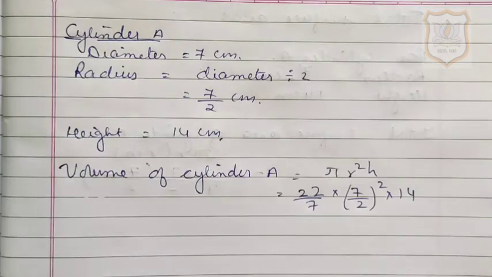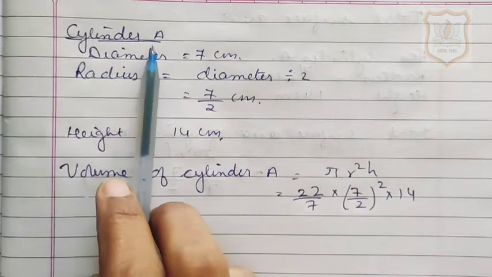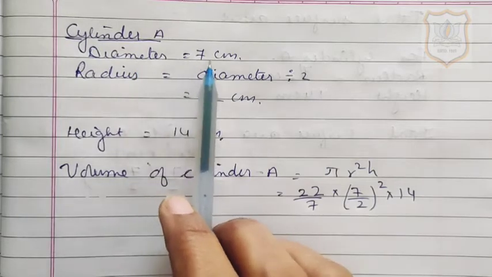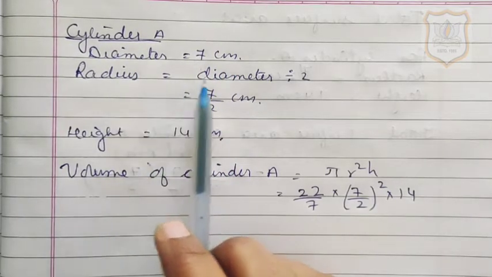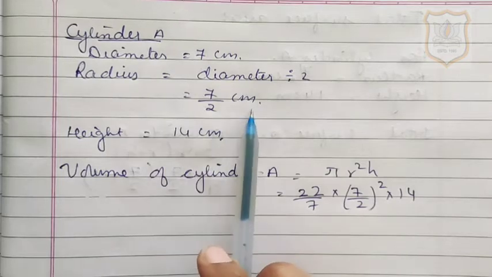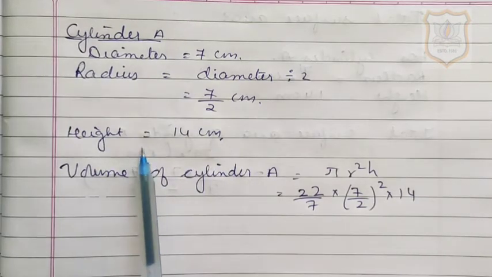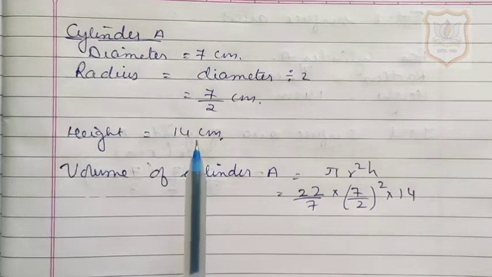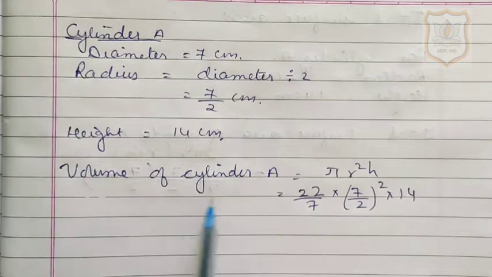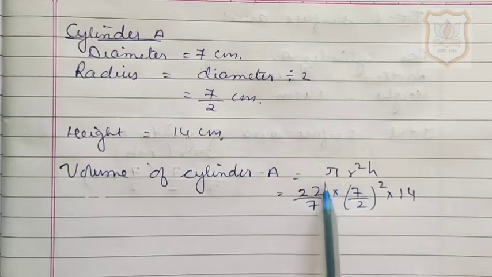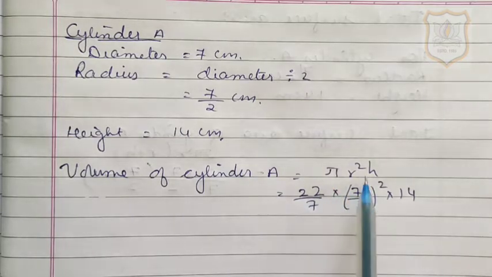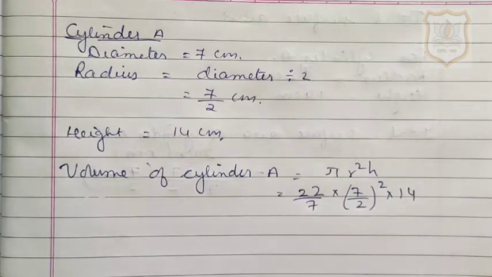Now students, next it was asked in the question that we have to verify it by finding the volume of both the cylinders. First we will find out the volume of cylinder A, where the diameter of the cylinder A was 7 cm. So radius will be diameter divided by 2, that is 7 divided by 2 cm, and height given in the figure was 14 cm. Now to find out the volume of a cylinder, the formula is pi r square h. In the place of pi we will write 22/7. Here in r square we will write (7/2) square, into h we will write 14.